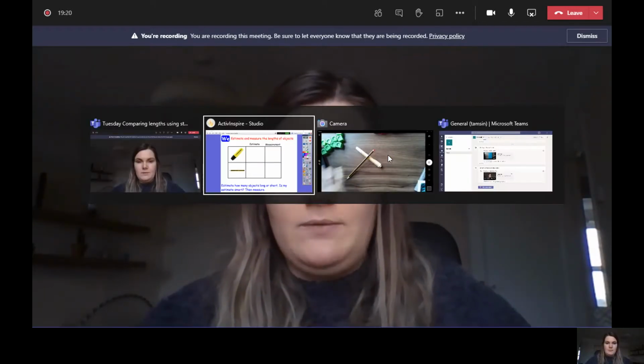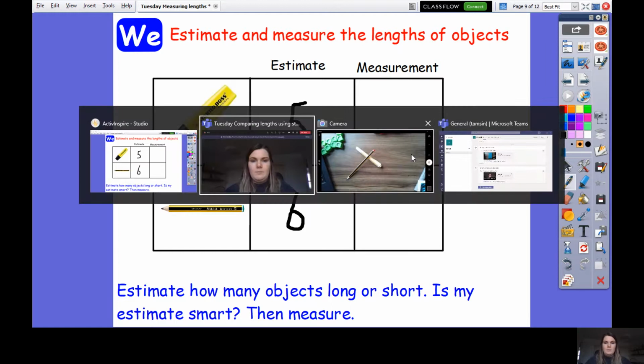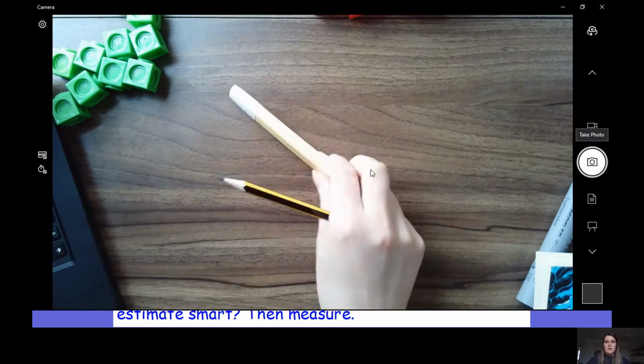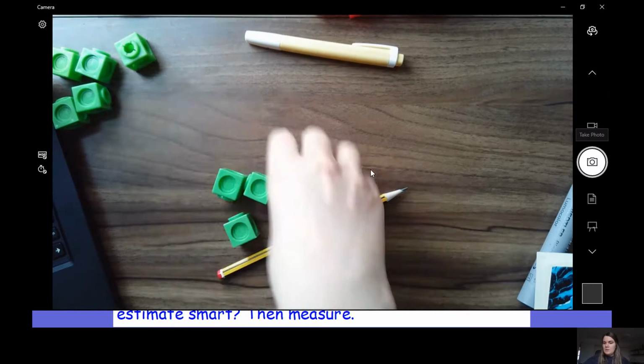I'm going to write that down so we don't forget. Okay, so we said 6 for the pencil and 5 for the highlighter. So what do we need to do now? We need to measure them. Okay, let's measure them. What should we measure first? Let's measure the pencil. So I'm just going to get some cubes.